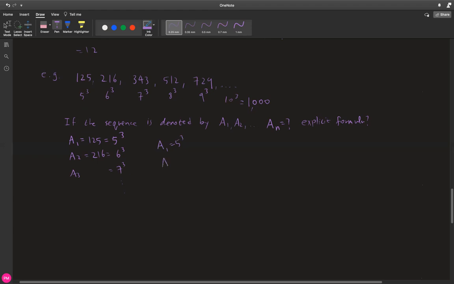So how you approach this problem is you let a sub n become some expression, which in this case would be (4 plus n) to the power of 3. That way, if you plug in 1, it becomes 5. If you plug in 2, it becomes 6. If you plug in 3, it becomes 7, and so on and so forth. And this actually is the explicit formula.